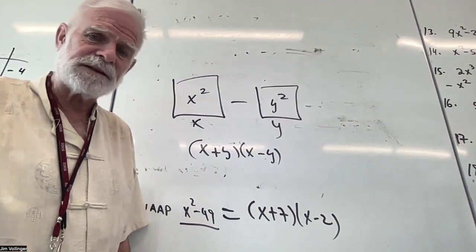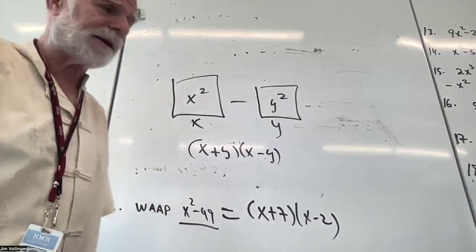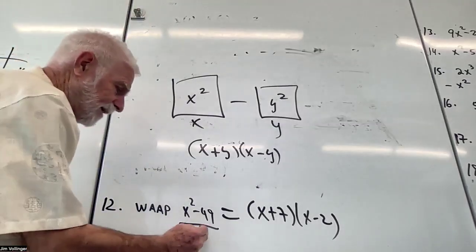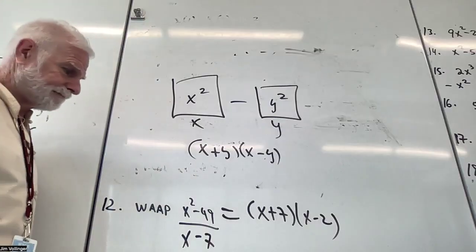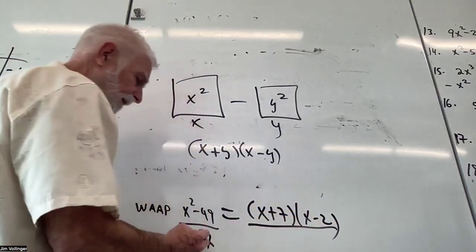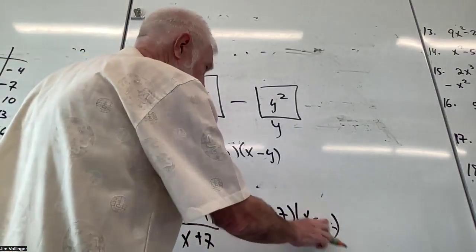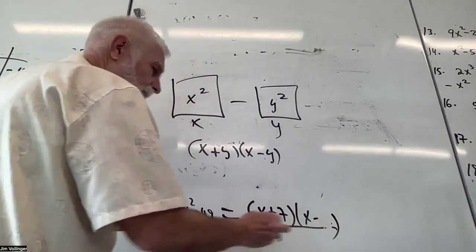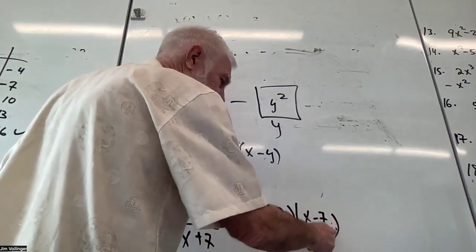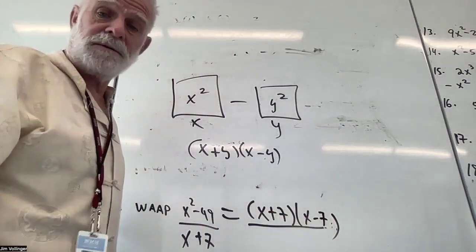Now, why would we take a sum and a difference and write it as a product? Well, what if I said divide by x minus 7? And over here, x plus 7. Oh, wait a minute, what did I write 2 for? That must have been a different problem. So this should be x plus 7 times x minus 7. So it's a good thing I didn't join the video.